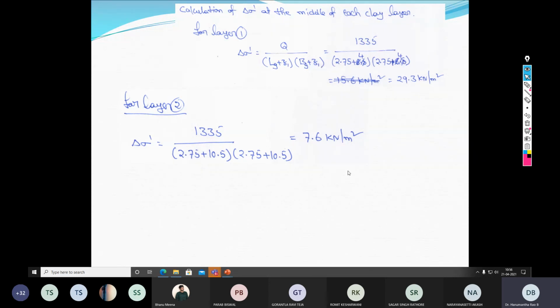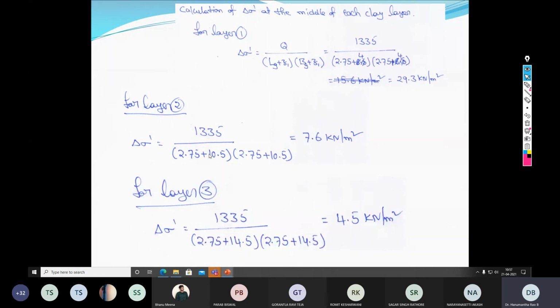So similarly for layer number 2, 1335 divided by (2.75 + Z2), Z2 is 10.5, multiplied by (2.75 + 10.5). So 7.6 kilonewton per square meter. And for layer number 3, 1335 divided by, Z3 up to layer number 3 is 14.5, so (2.75 + 14.5) into (2.75 + 14.5). So 4.5 kilonewton per square meter.